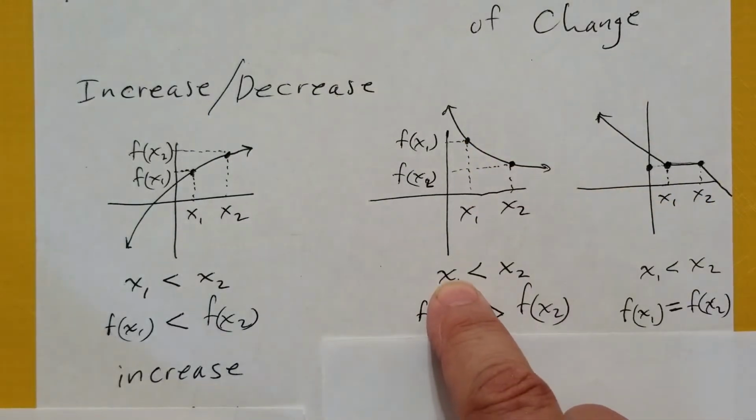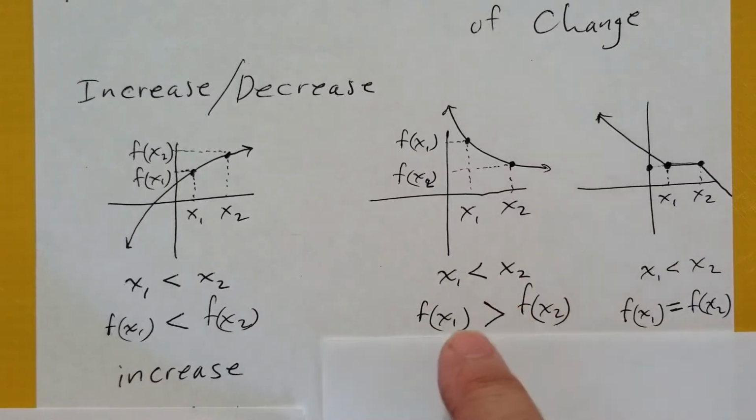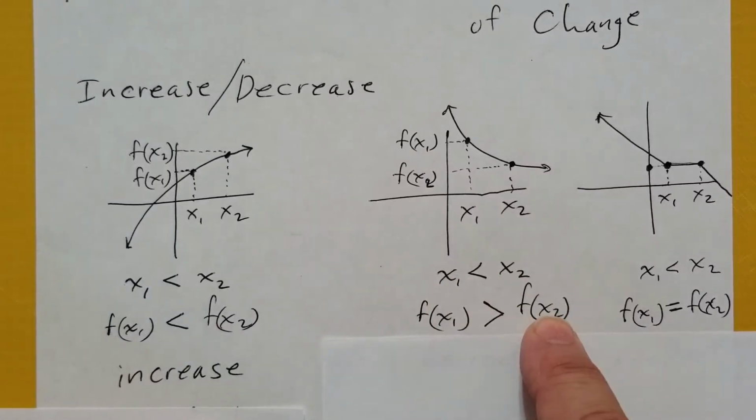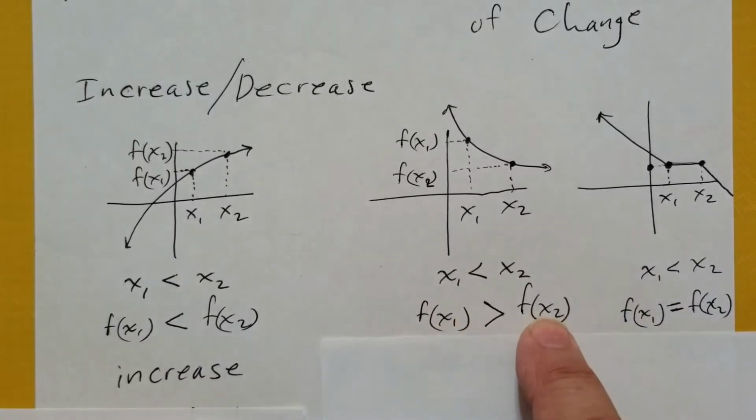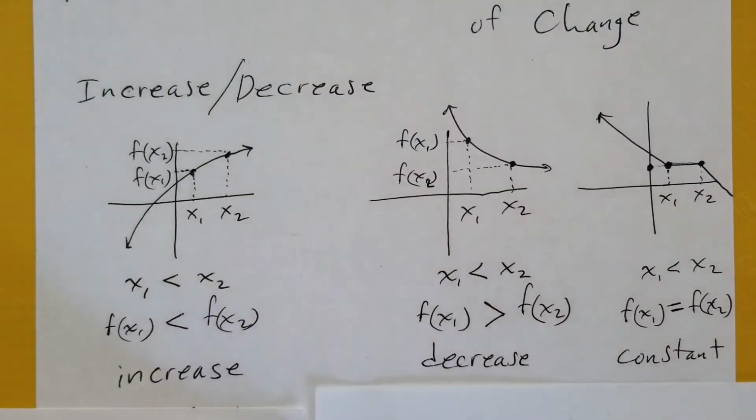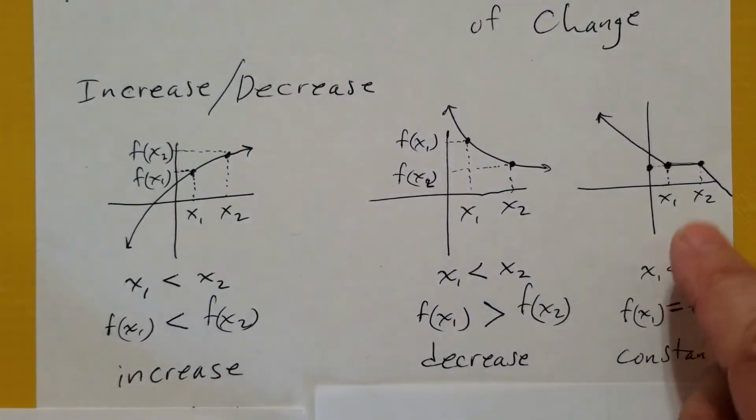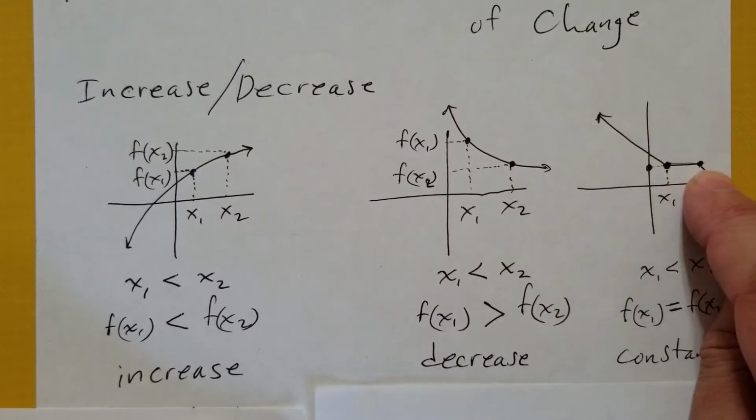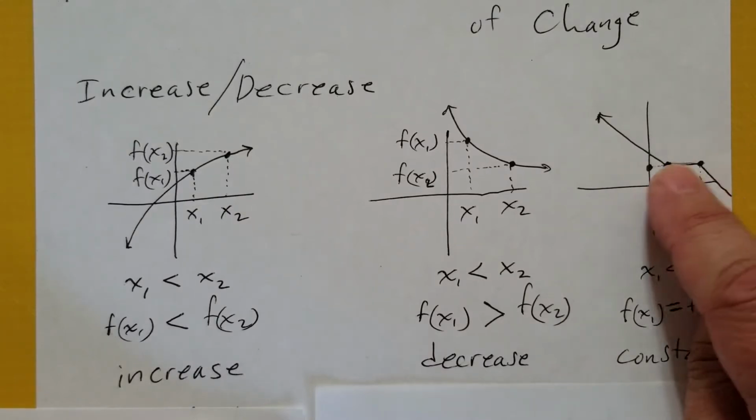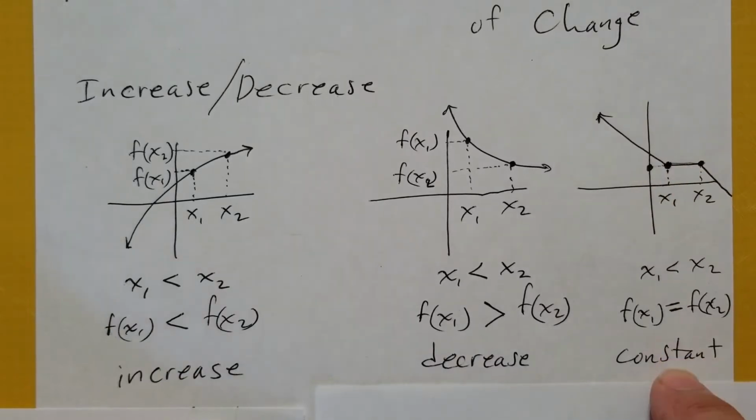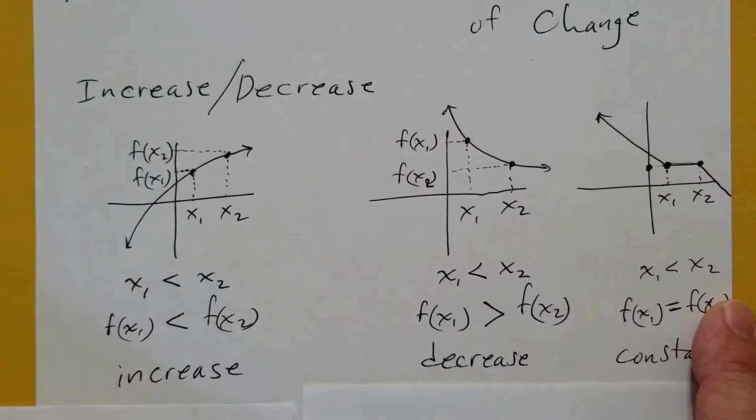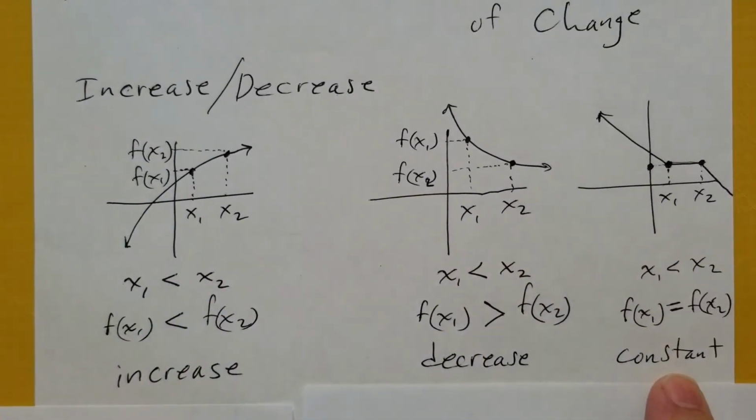However, as your x gets bigger, if your y comes down, right? If your x goes from small to big, but your y goes from big to small, then we have a decrease. And obviously, if your x goes from small to big, but your y stays the same, that's called constant. Your y stays the same. Your graph stays the same, right? That's called constant.